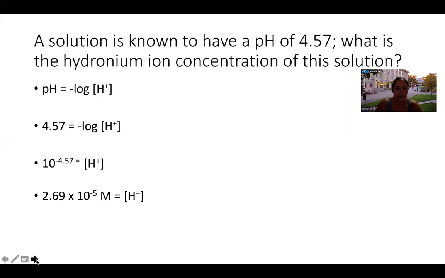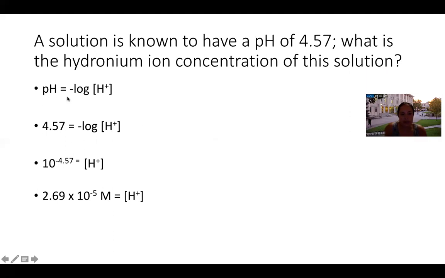Okay. Now this can be a little tricky, and it has a lot to do with math. This one says a solution is known to have a pH of 4.57. What is the hydronium ion concentration of the solution? So we have this equation, pH equals the negative log of our H plus concentration. Remember, H plus and H3O plus are interchangeable. The equation gave me the pH, so I plugged that 4.57 in for pH, and it's asking me for the hydronium ion concentration, the H plus.